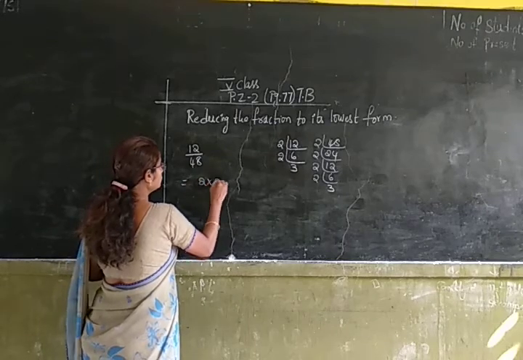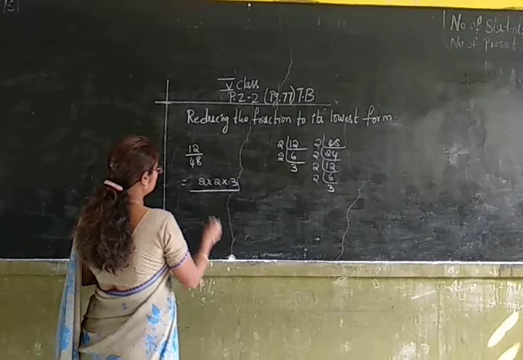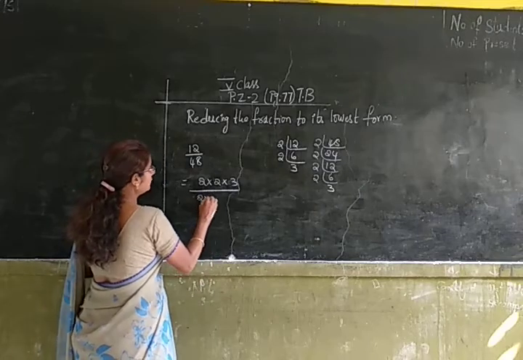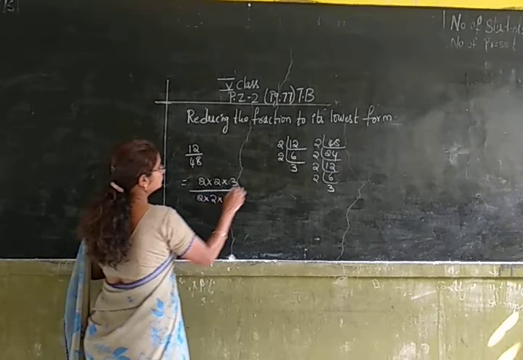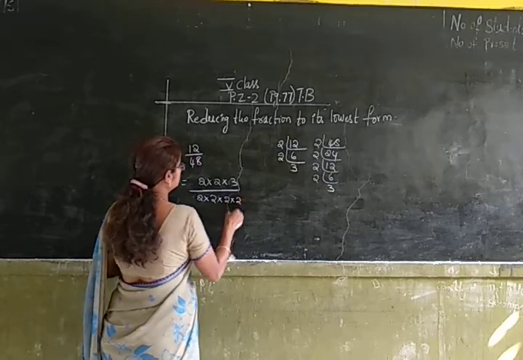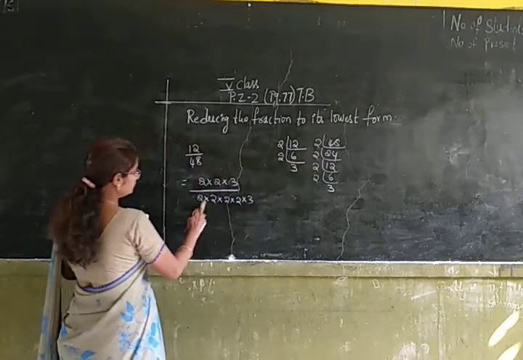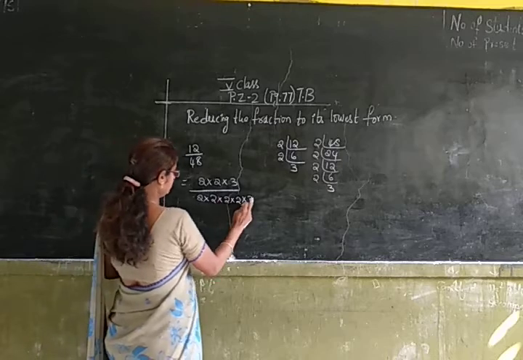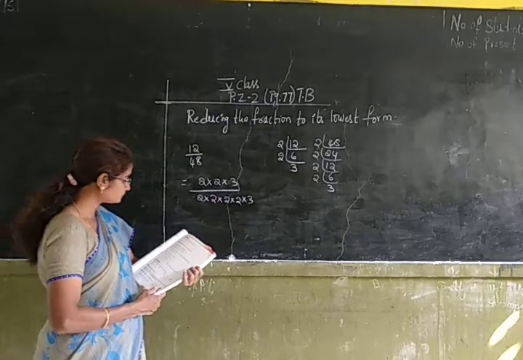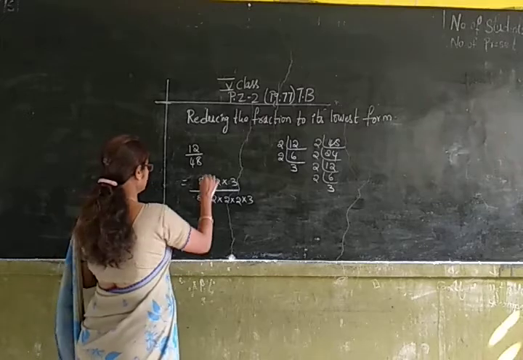Now let us write down the prime factors of 12: 2 into 2 into 3. Now let us write down the prime factors of 48: 2 into 2 into 2 into 2 into 3. Okay children? Now let us cancel out the common factors.